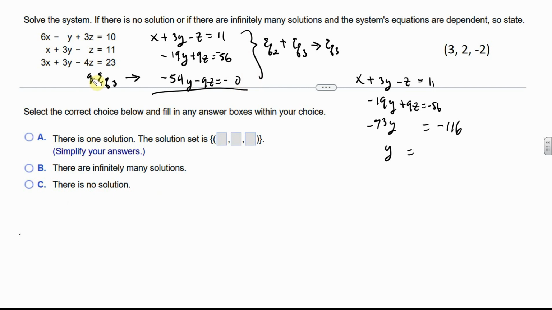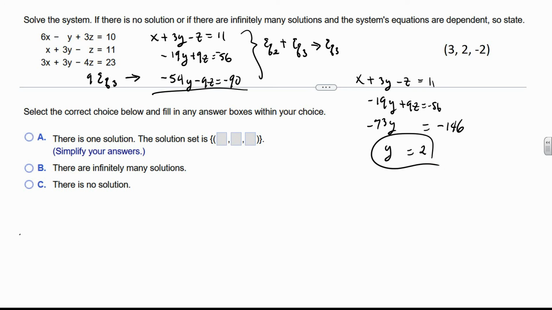We multiplied by 9, so that's that. So that number changed, right? So this is negative 100 and, what is that, 46? Now you divide that by negative 73. Does that give you 2? 146 divided by 73 is 2. So that was the mistake there. So good. So once we have that, we have the value for y.